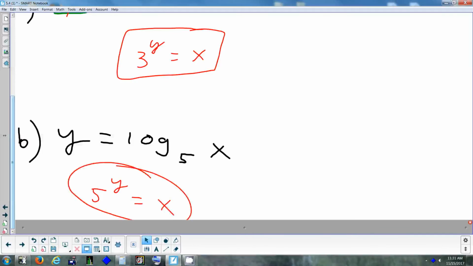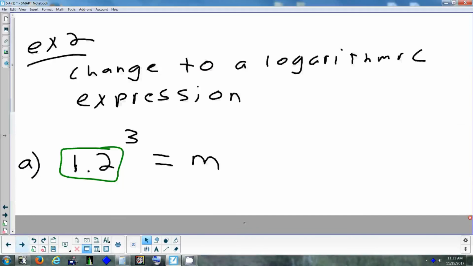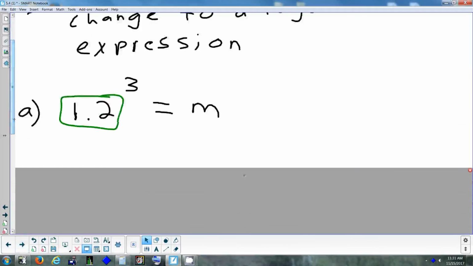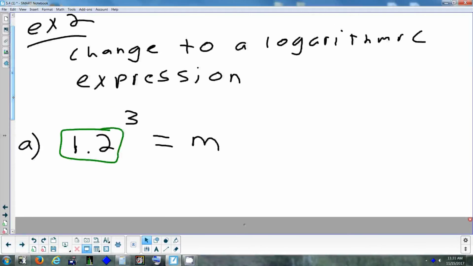All right, so that's changing to exponential. Let's try the other way. Let's try changing to log. Well, if I'm going to write it in log form, the first thing I need is the word log. Okay, so write that down first. Hannah, what's my base? 1.2. Right. The base is what's lower than the exponent. Okay, the base is 1.2. That's also going to be the base on my log.